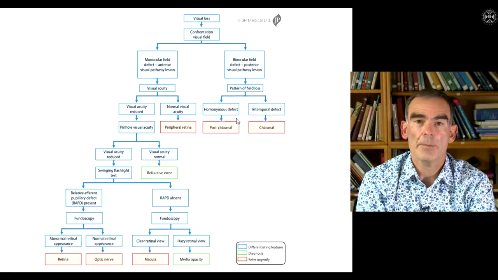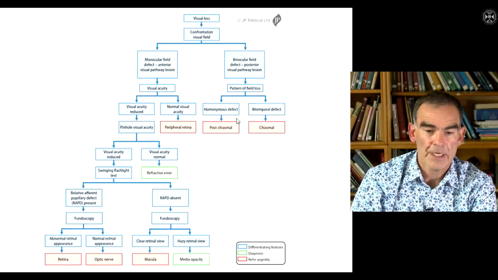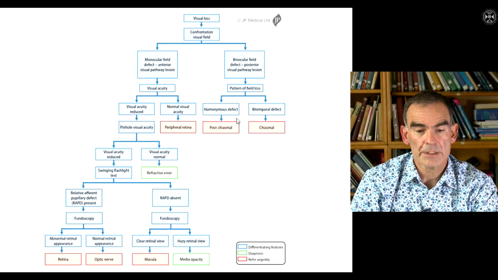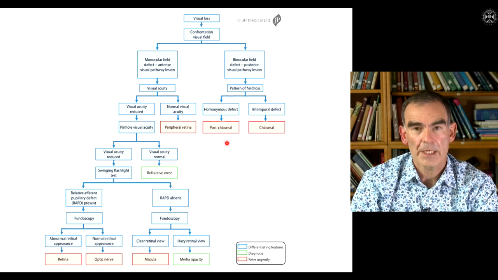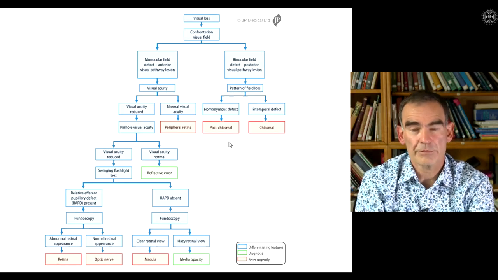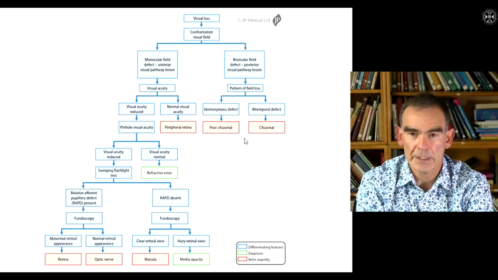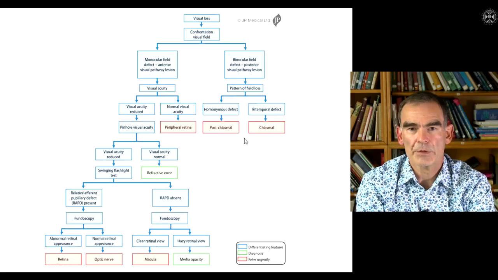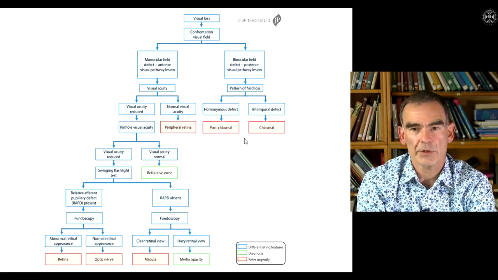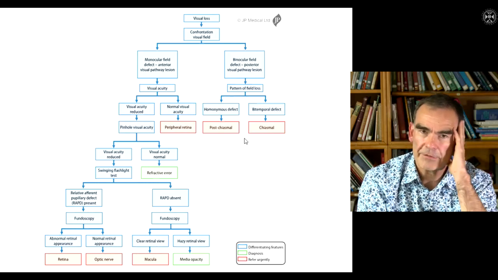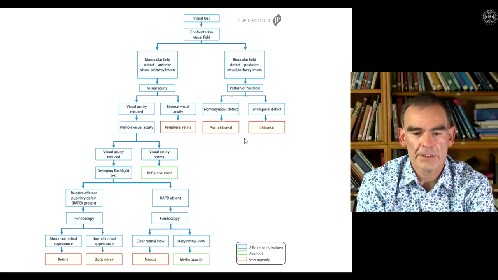So if you've got a homonymous defect, whether it's right or left, then what we're talking about is obviously a posterior visual pathway lesion, and it's after the chiasm. And if the visual field defect is on the right side, it's on the left half of the brain. Your visual system respects the same rules as the rest of your neurological system. The left half of the brain controls the right half of the body and vice versa.